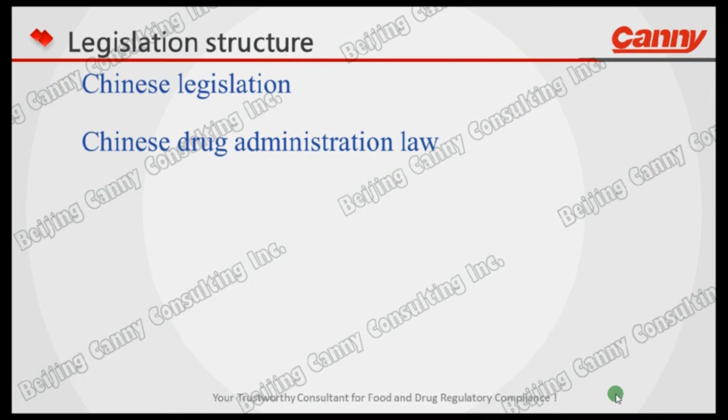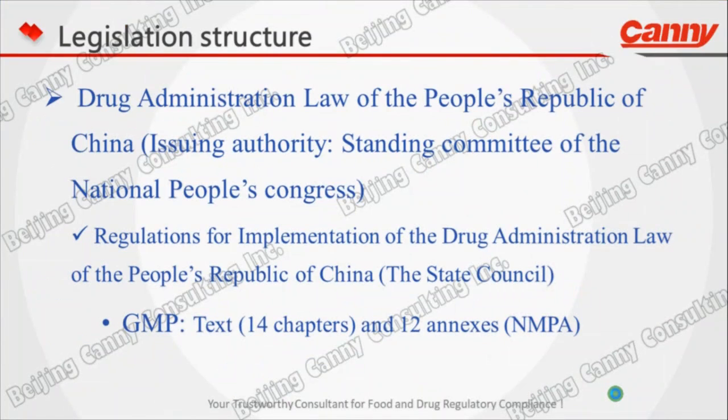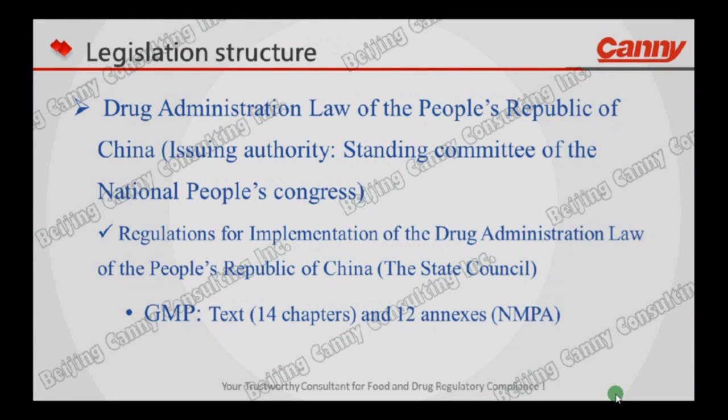As for the Chinese legislation, the highest level is the Drug Administration Law of the People's Republic of China. It is issued by the Standing Committee of the National People's Congress. So the Drug Administration Law is the highest level. And based on this, the State Council also issued regulations for implementation of the Drug Administration Law of the People's Republic of China.